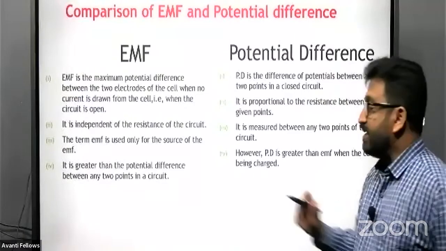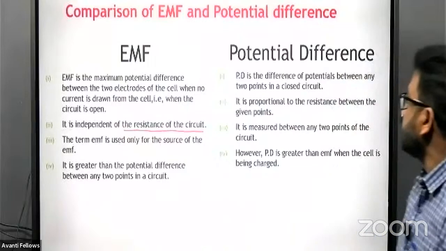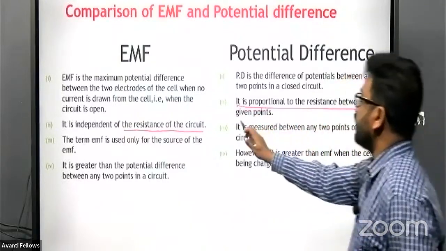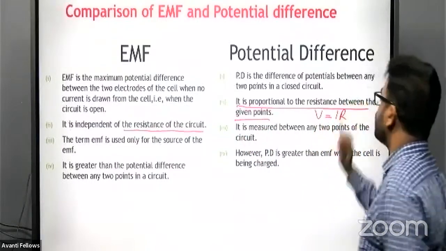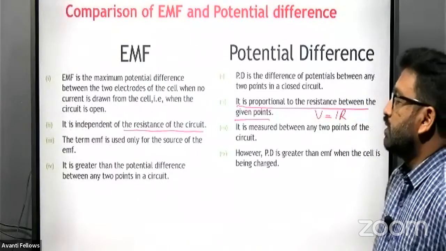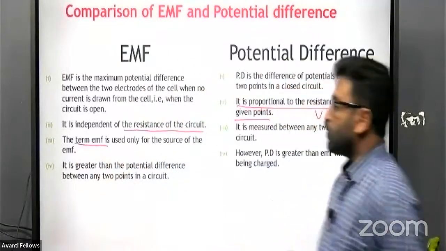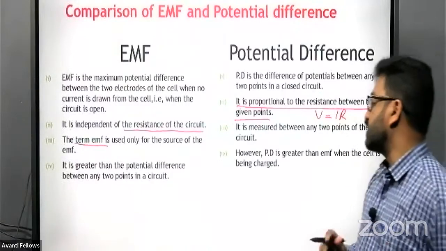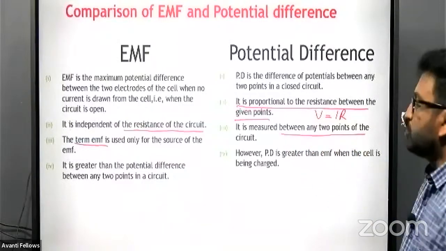Then EMF is independent of the resistance of the circuit. Now, the potential difference is proportional to the resistance between the given points. So we know that V equals I into R. So it is proportional to the resistance between the 2 points. Then the term EMF is used only for the source of EMF, for a cell, for different types of cells. Then the potential difference is measured between any 2 points of the circuit.